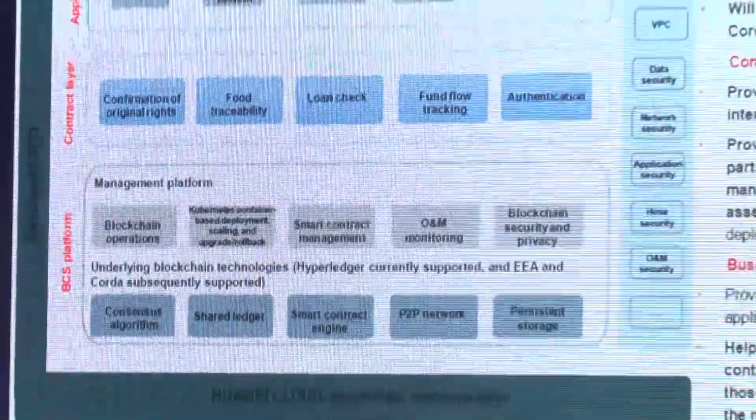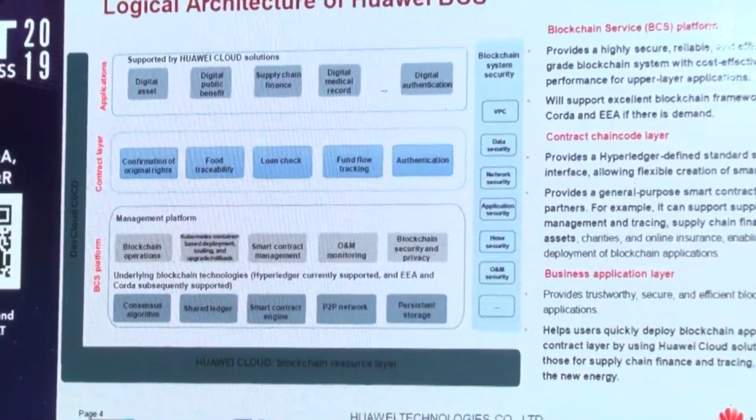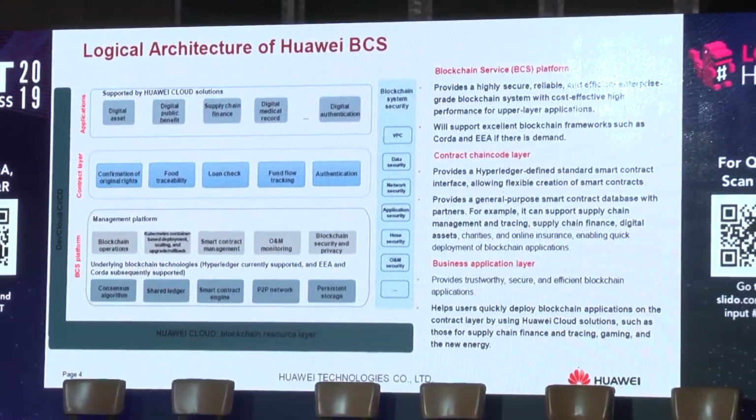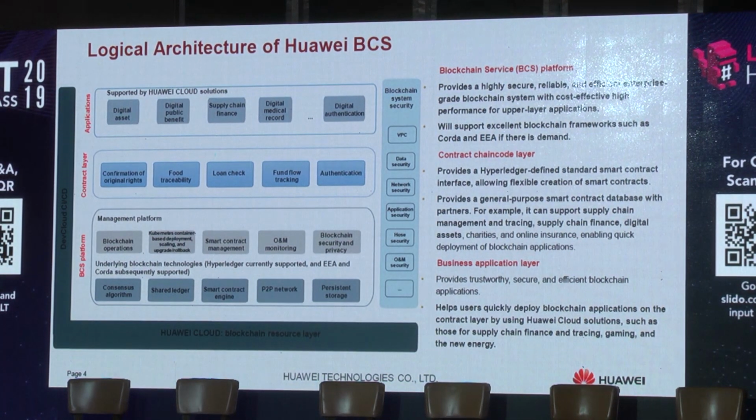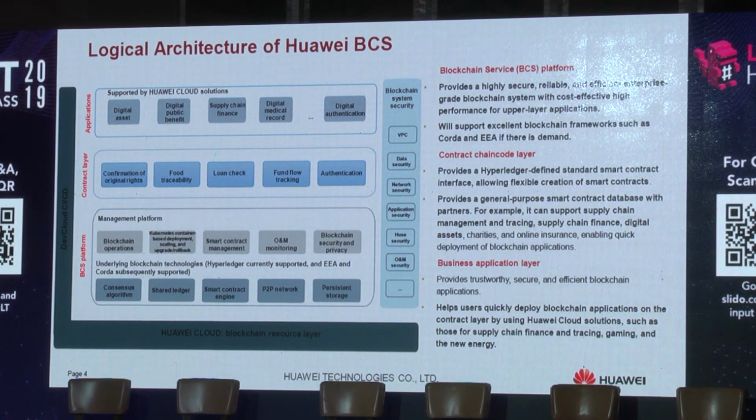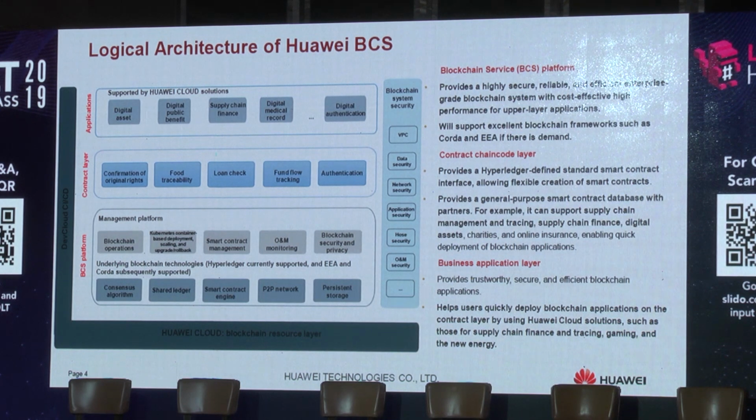So this is the logic architecture of Huawei blockchain service. Underneath, currently we support Hyperledger Fabric, and the next step we will integrate enterprise Ethereum, like Quorum, in our blockchain service. And for the management layer, currently we use Kubernetes to quickly deploy the blockchain service, support the smart contract management, and also the monitoring and operation for the application. So this is the management platform.